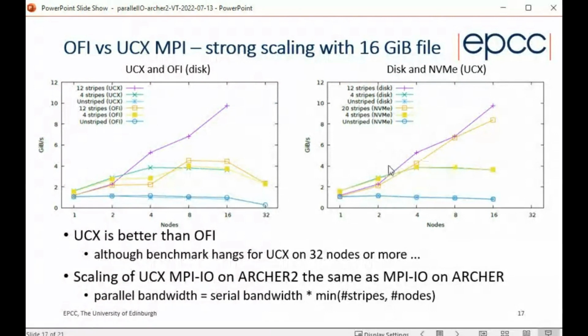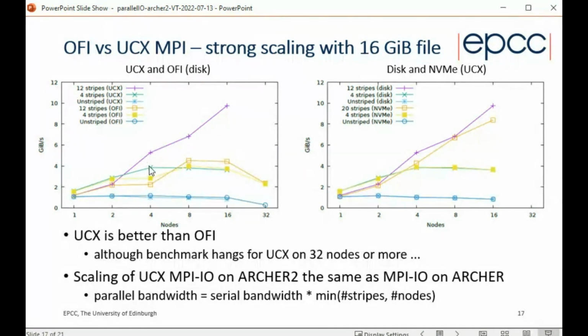So this is comparing disk and NVMe. We don't have access to it, but if you look here, you'll see that the UCX is the 12, and again, for unstriped, it makes no difference, but you see significantly better performance when we go to striped. I got over 10, but with variation, that's about 9.